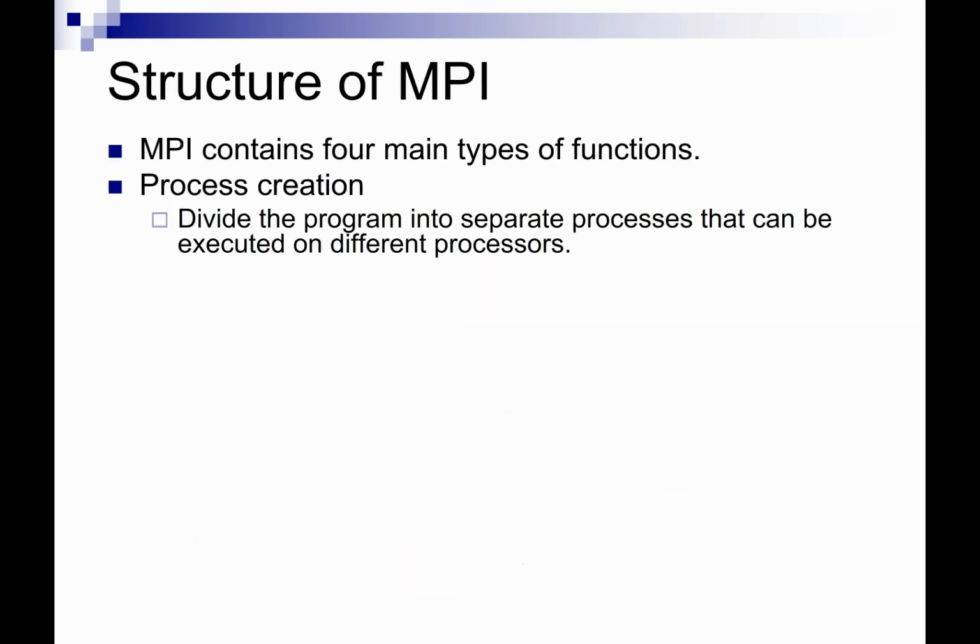Okay, so what does an MPI program look like? There are basically 4 types of functions that exist in the MPI interface. The first type of function is for process creation. This is basically just to start up your program. So we need various functions to initialize the program.